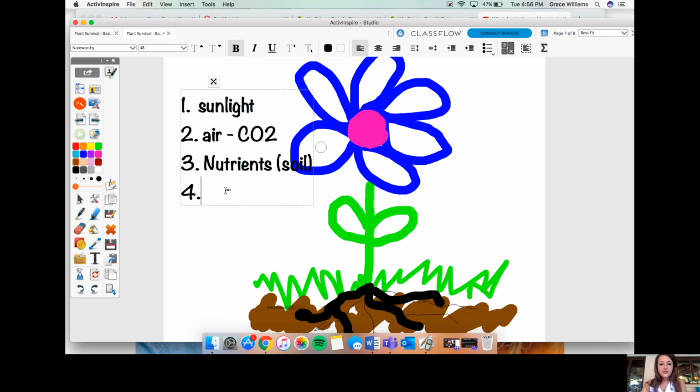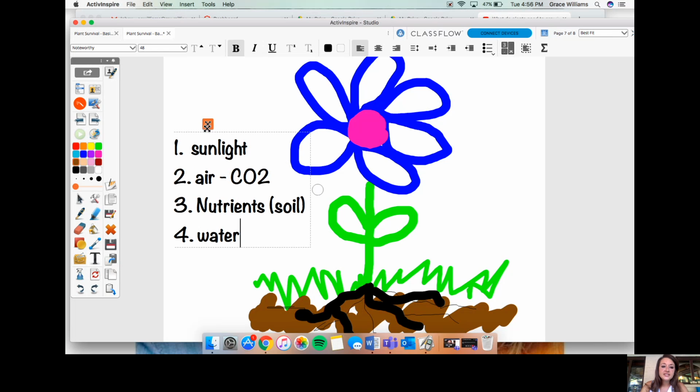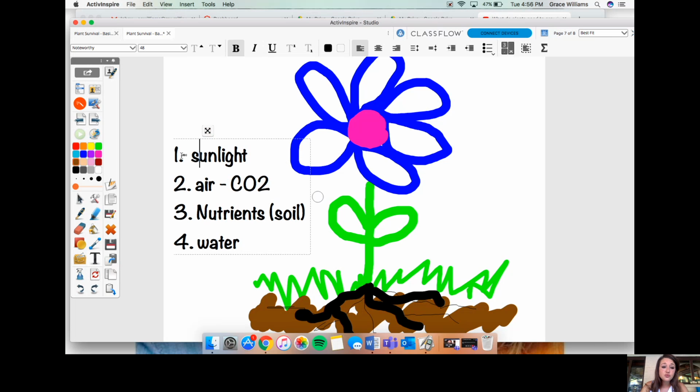Does anybody else know what the other thing might be? Water. So those are the 4 basic needs of plants. And these are the 4 big things you really need to know for your test. 4 basic needs. So not just some of the things they need or some of the things they use or some of the things they like, but these are the things that if they don't have them, they cannot grow. So these are the 4 basic needs.